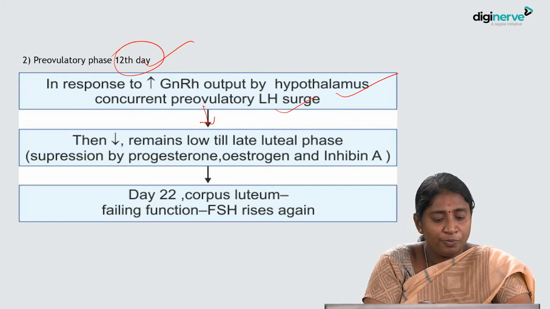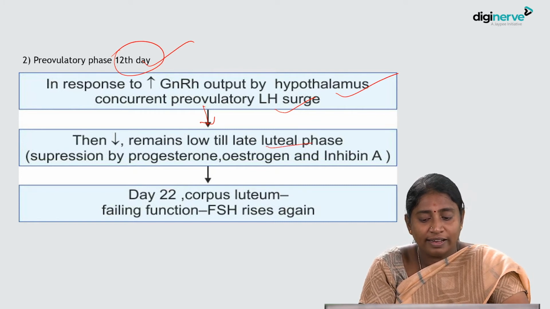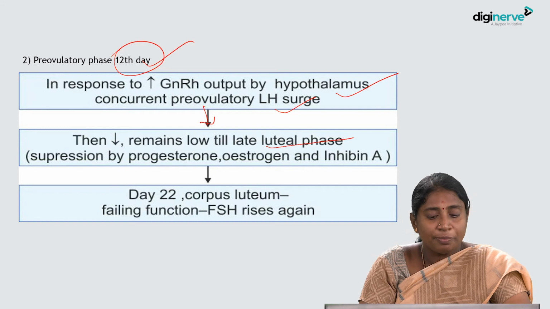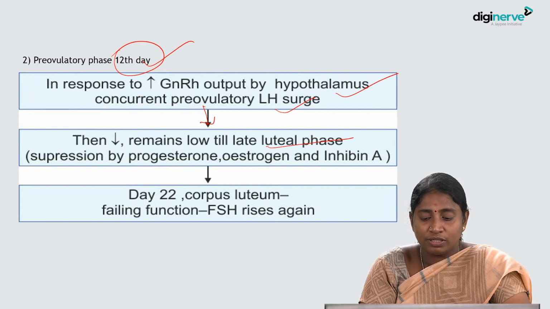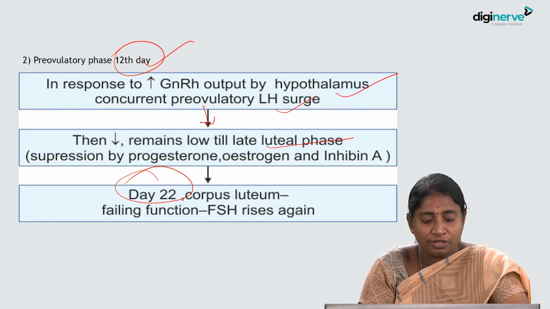Then the levels decrease and remain low till the late luteal phase, due to suppression by progesterone, estrogen and inhibin A. By day 22, the corpus luteum failing in function leads to FSH rising again. This initiates the next cycle.